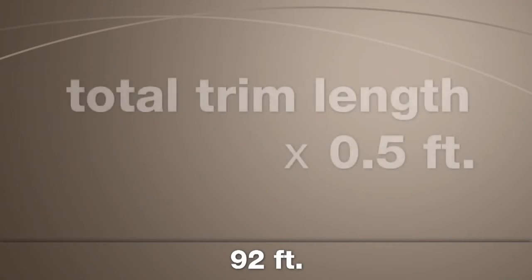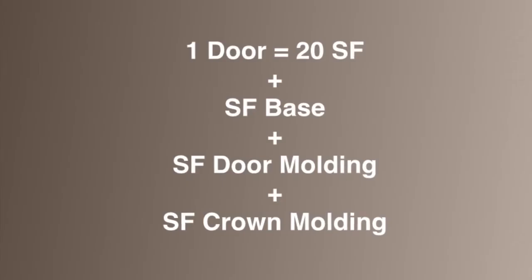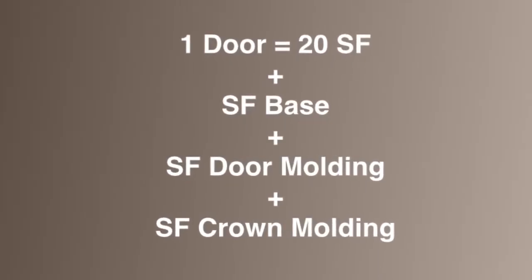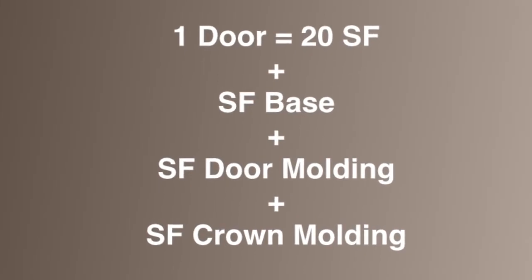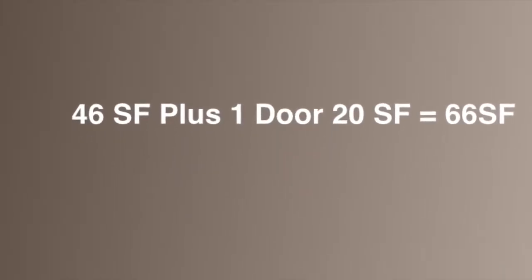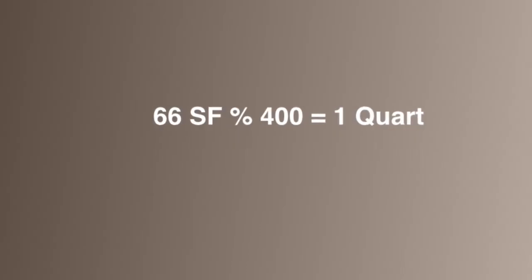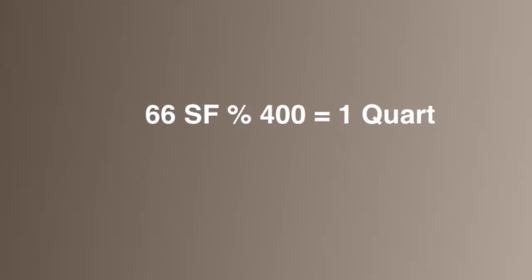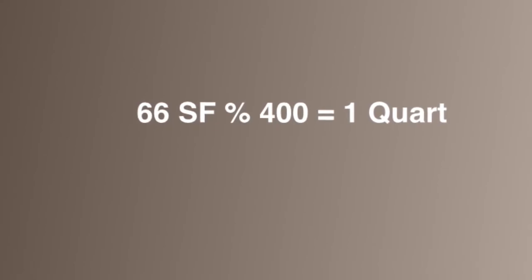After calculating these surfaces, add 20 feet to that calculation for each door that is in the room. This will provide the total square footage of the trim. Then divide the footage by the amount of coverage per gallon. This will give you the amount of gallons required to paint the trim.